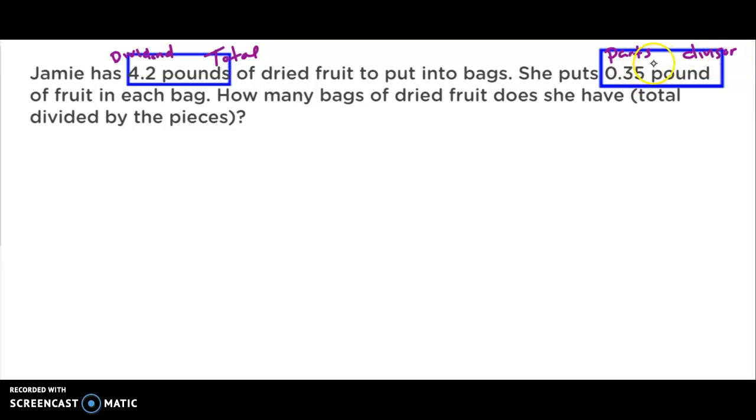These are your parts. So I've got all this fruit. Whew, it's got lots of fruit. And I'm going to just divide it up into pieces. So let's look at it. All right, question number 1.